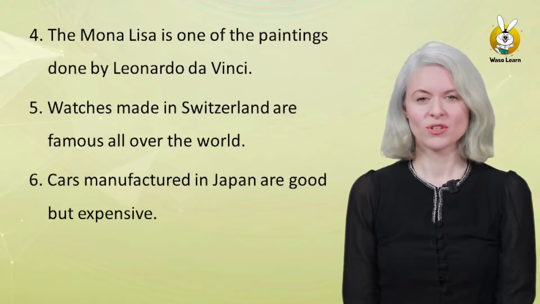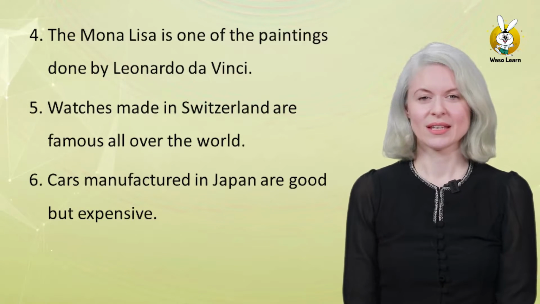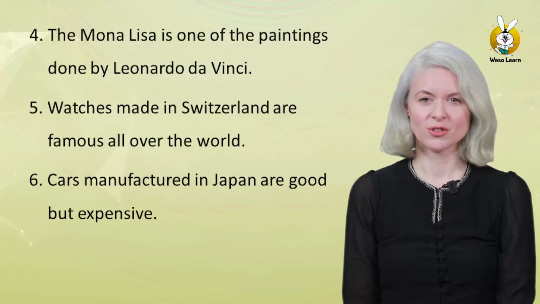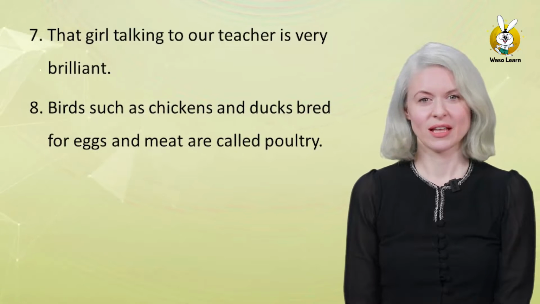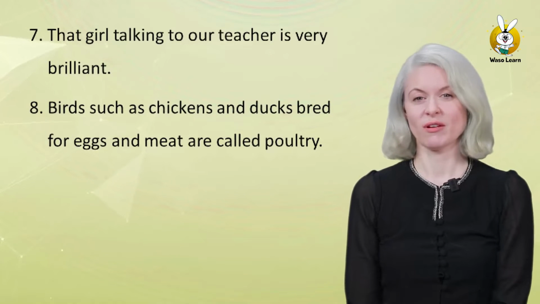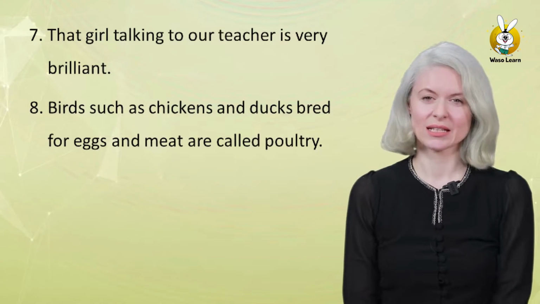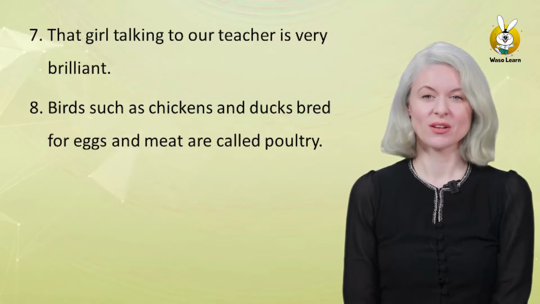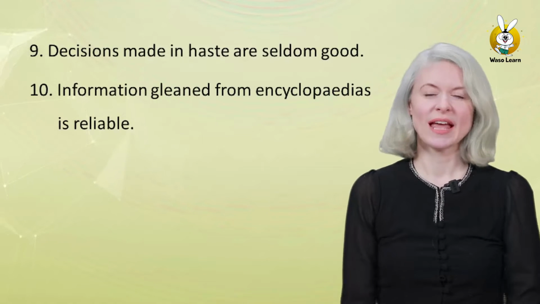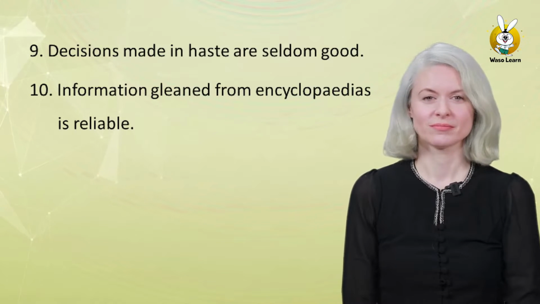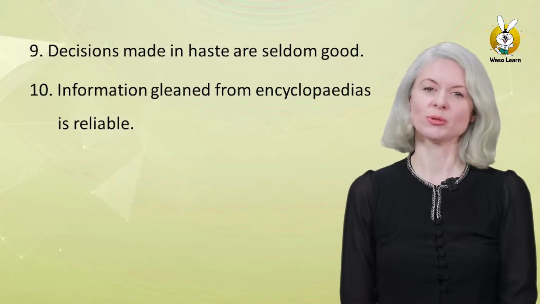5. Watches made in Switzerland are famous all over the world. 6. Cars manufactured in Japan are good but expensive. 7. That girl talking to our teacher is very brilliant. 8. Birds such as chickens and ducks bred for eggs and meat are called poultry. 9. Decisions made in haste are seldom good. 10. Information gleaned from encyclopedias is reliable.